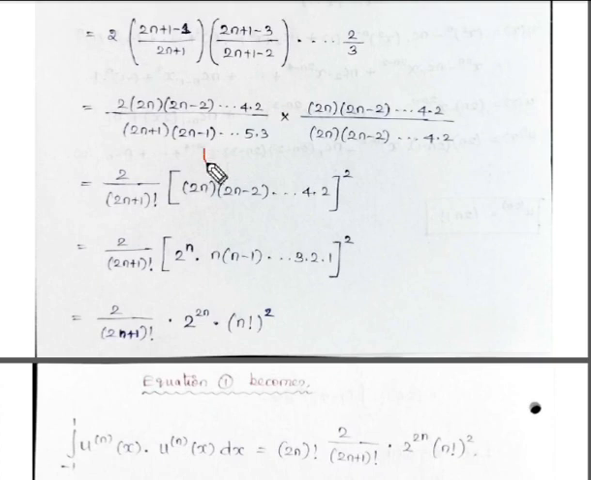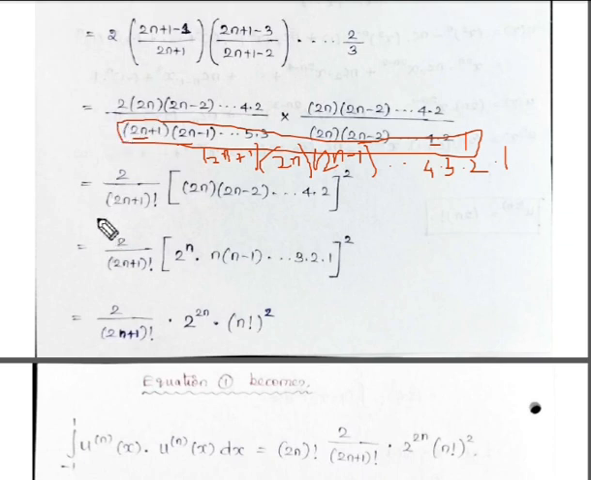What is 2n plus 1 factorial? It is 2n plus 1 into 2n into 2n minus 1, etc., down to 4, 3, 2, 1. See, 2n plus 1, 2n, 2n minus 1, 2n minus 2, etc., 5, 4, 3, 2, 1. So the denominator is 2n plus 1 factorial. In the numerator we have 2n into 2n minus 2, and here also 2n into 2n minus 2.